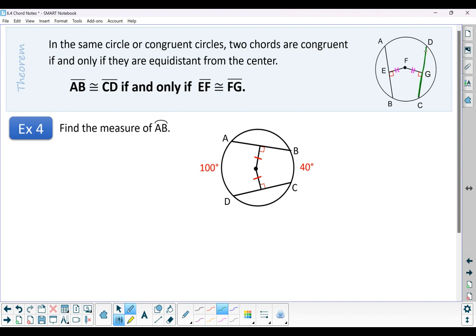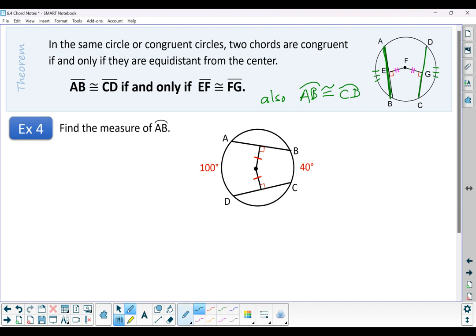Because we know that this chord from C to D is congruent to the chord from A to B, we also know this arc and this arc are congruent to each other. So arc AB is congruent to arc CD.